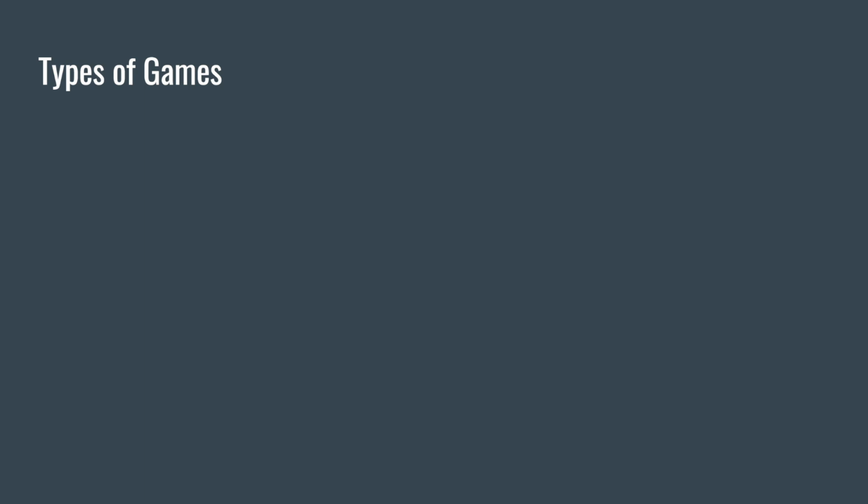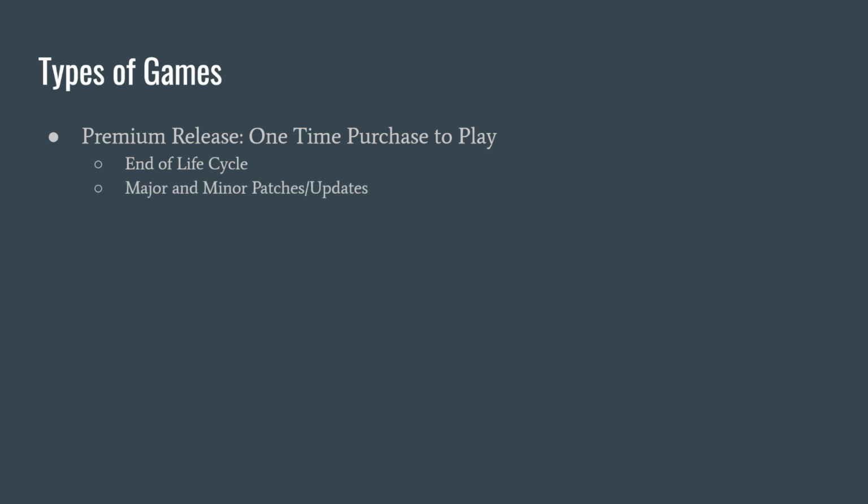And there's going to be a description of two types of games. There's the premium release type of game, which is a one-time purchase and you play the game; I buy the game at GameStop or wherever your store is, Walmart, Target, I don't know. And there's an end of life cycle for when it gets updated or changes happen. There are major and minor patches and updates.